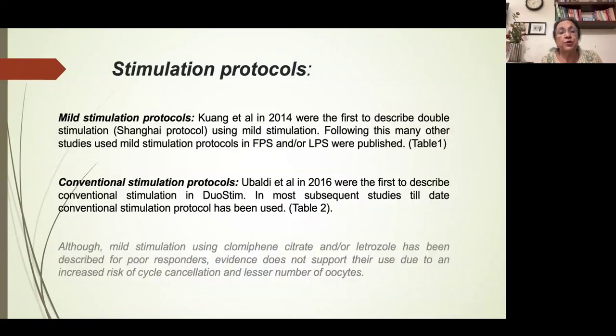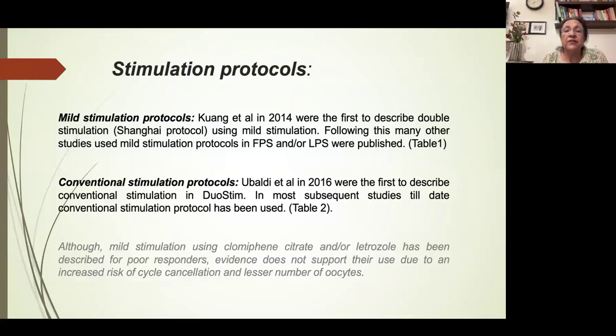Look at the stimulation protocol. There are two main stimulation protocols which have been undertaken for these women. Mild stimulation protocols are generally used for high age, very poor reserve patients, where a lot of workers have found that giving a lot of drugs may not help. They will in any case make only one or two oocytes, and hence they like to use mild stimulation.